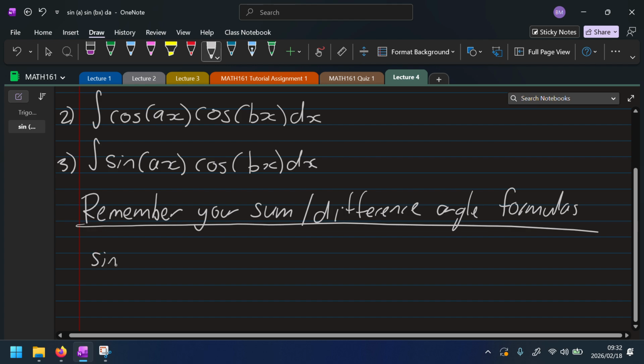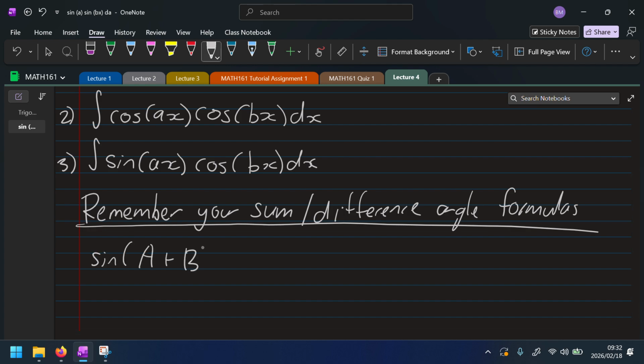Okay, so the first one, let's say sine a plus b. Anyone remember this? I'll start you out and then we'll go through it. It will be sine a times cos b, good. And then plus. And then what do we do with the a and the b? Yeah, we just swap them around.